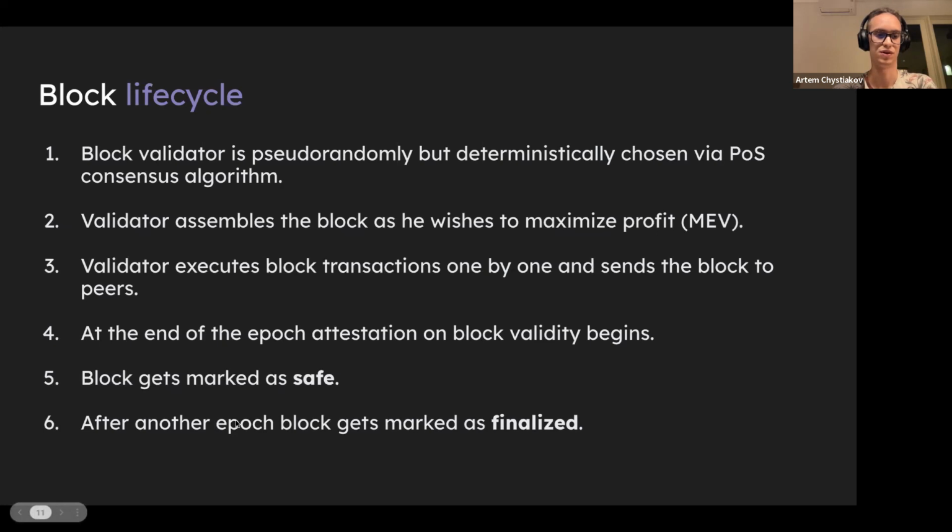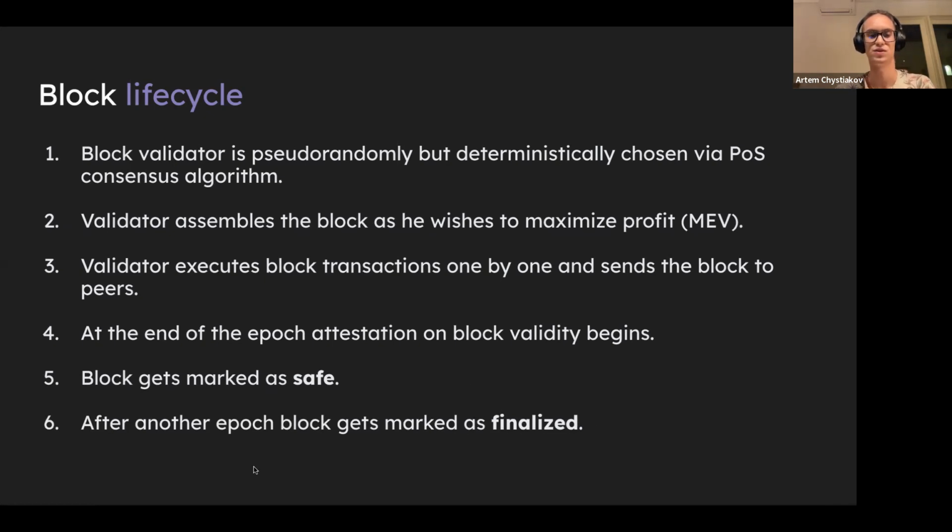Point number 5, block gets marked as safe. This is when the attestation period finishes. The epoch gets marked as safe, which means that it is unlikely for it to change, but still there is a chance. And point number 6, after another epoch gets marked as safe, so when another epoch is placed on top, our observed epoch gets marked as finalized.